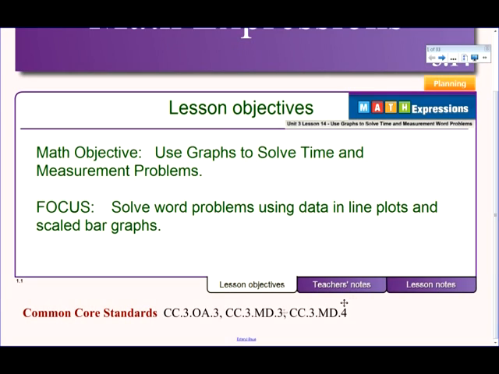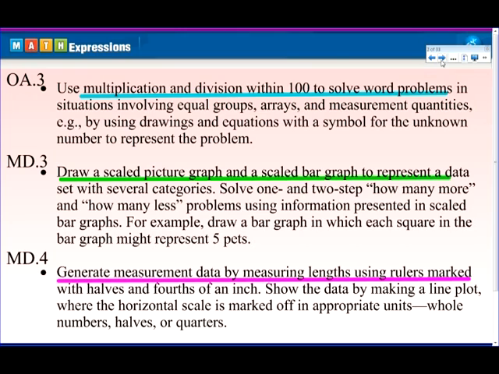Well, before we started, I wanted to show you what these Common Core objectives are. We have Common Core Standards 3.OA.3, 3.MD.3, and 3.MD.4. What exactly are those? Well, I wanted to show you because 3rd grade's going to get harder unless you understand where these are coming from.